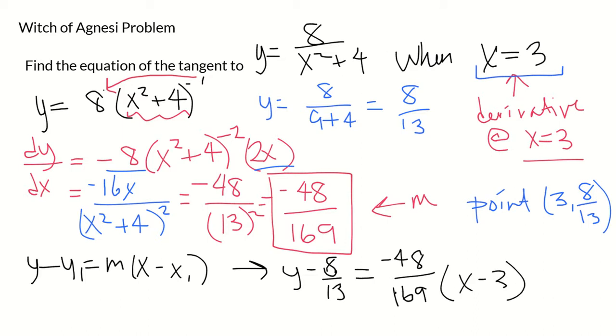So anytime you're asked for a tangent line, you need a slope and a point. To get the point, just plug in the value that you're given, and to get the slope, you need to find the derivative at that x value.